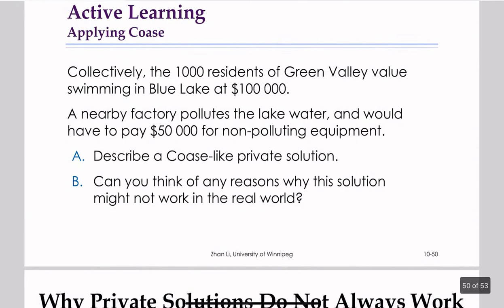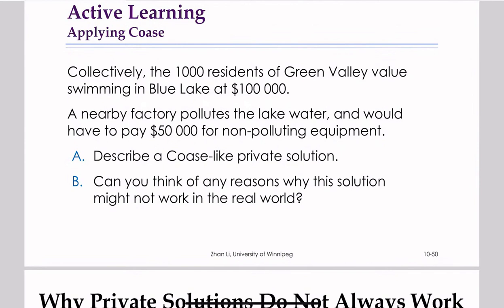Okay, let's look at this exercise. So let's assume 1,000 residents of Green Valley value swimming in Blue Lake at $100,000. And there's a factory which pollutes the lake river. And the factory needs to pay $50,000 to remove or to eliminate the pollution.